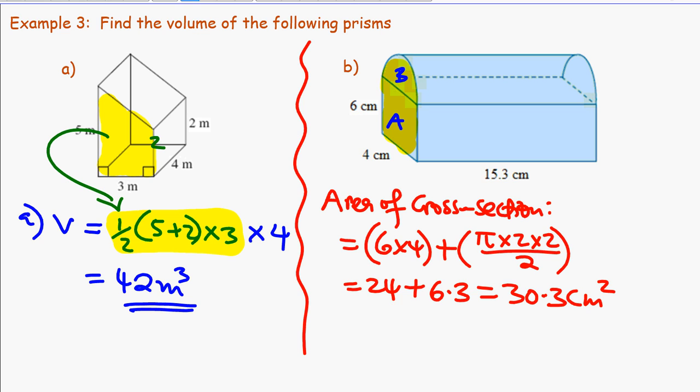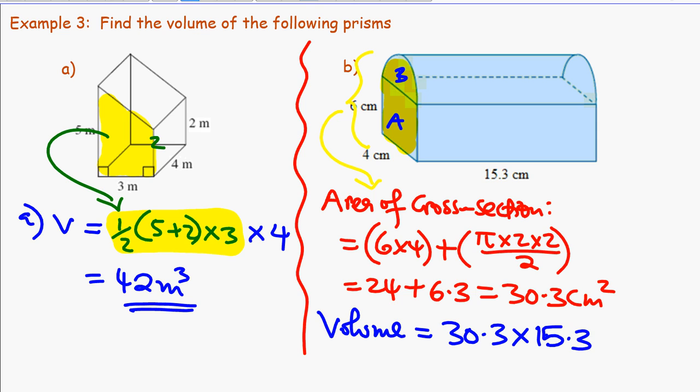So this is the cross section. All this bit here is calculated here. That's a cross section, so I can carry on and find the volume. The volume will be area of cross section, which is 30.3, multiplied by the length, which is 15.3. And that will give me 463.6 centimeter cubed.